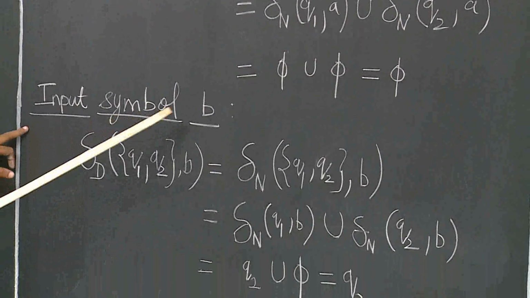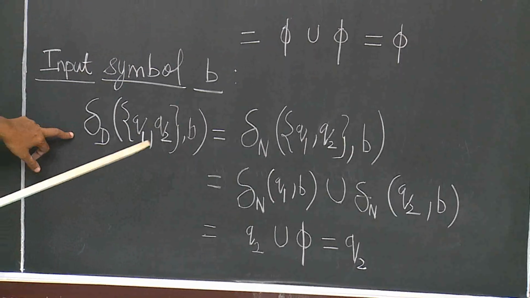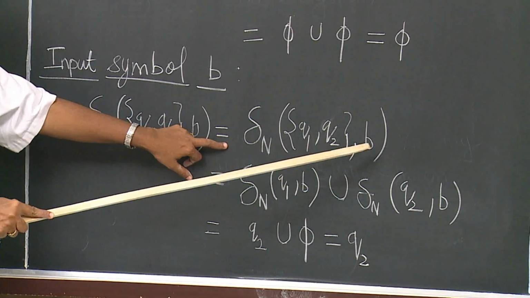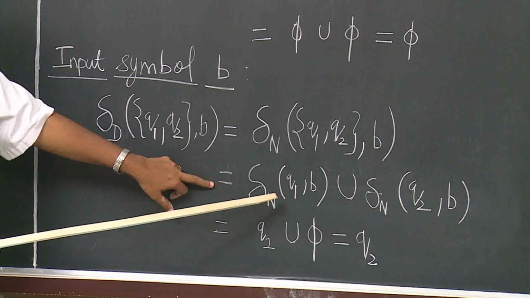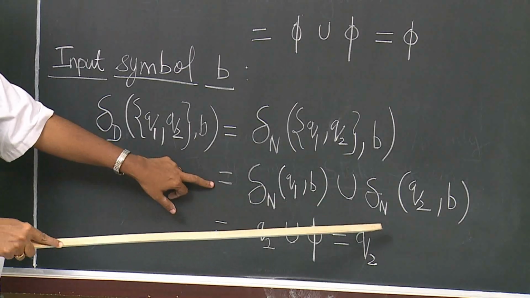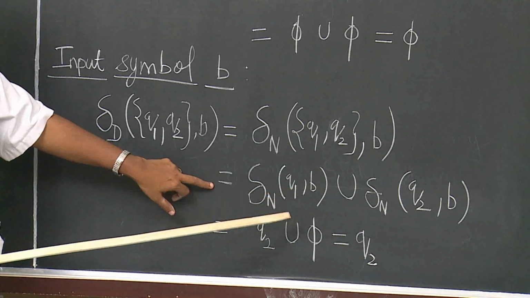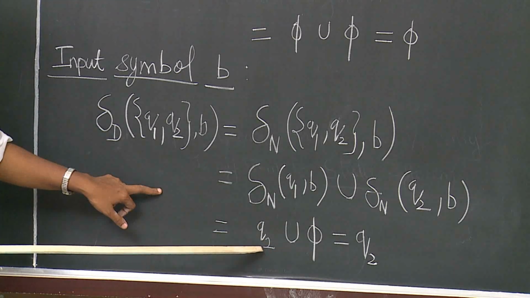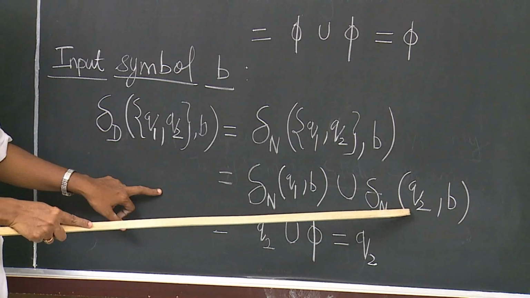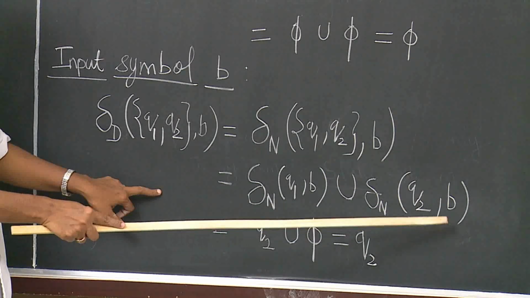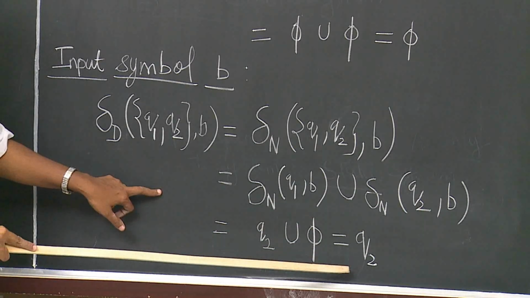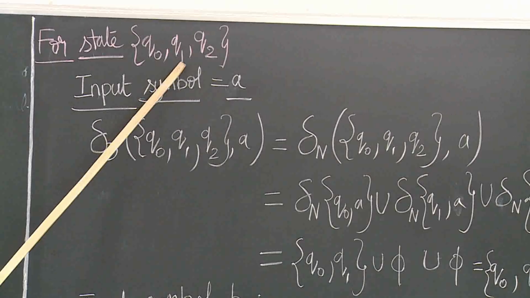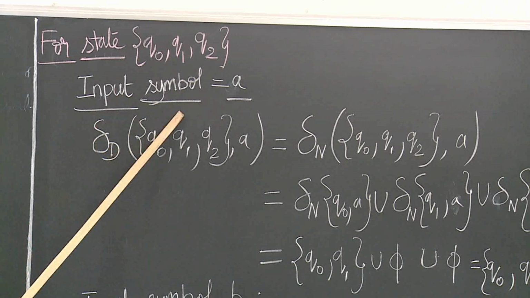Next, in case of input symbol B, again the DFA transition is converted into NFA transition, that is {Q1, Q2} comma B. Again it is split into δ(Q1, B) union δ(Q2, B). There is a transition from Q1 by accepting the input symbol B, it goes to the state Q2. There is no transition from Q2 by accepting the input symbol B, so it is phi. The resultant is Q2.